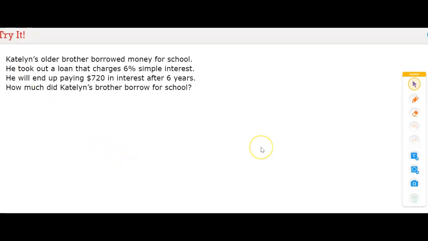Caitlin's older brother borrowed money for school. He took out a loan that charges 6% simple interest. He will end up paying $720 in interest after 6 years. How much did Caitlin's brother borrow for school?